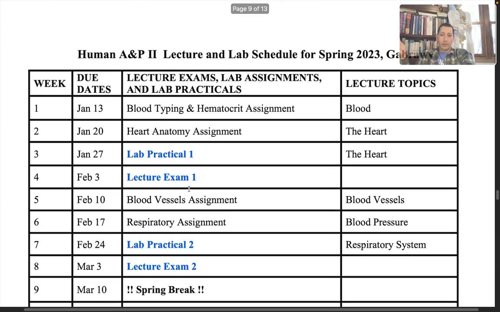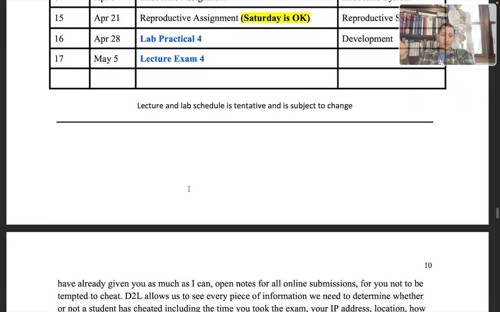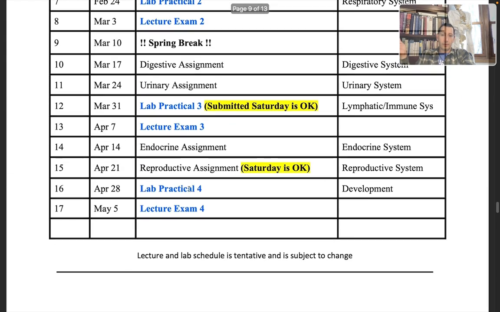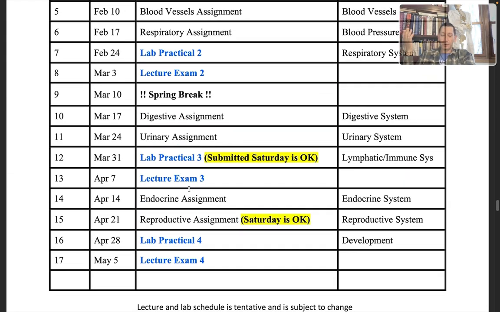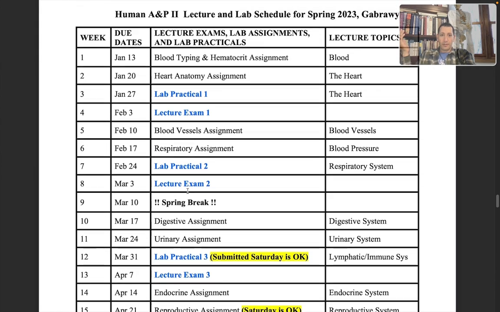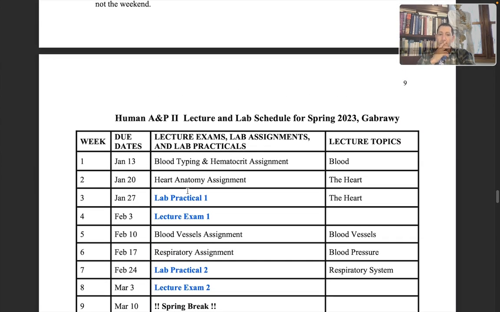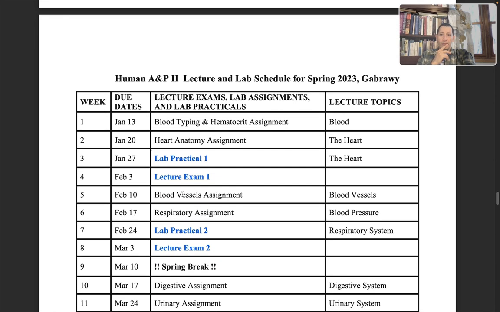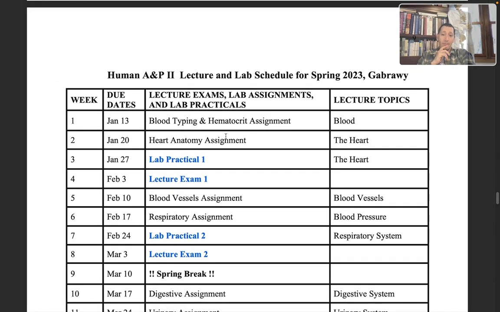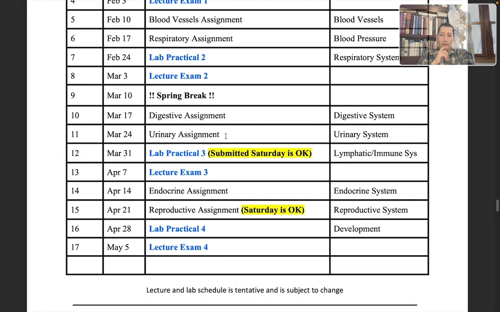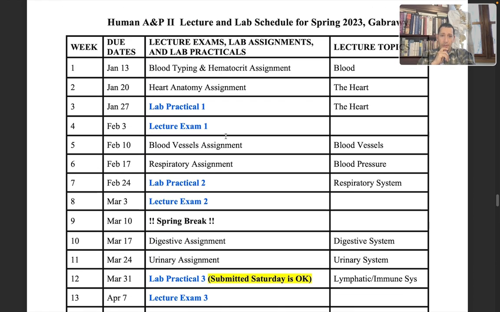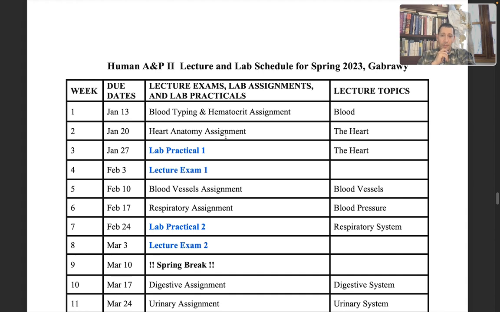Okay. It looks like we're almost done. I think we have another 10 pages, but we can end the syllabus here anyway. So here is, and have this handy, print this off, take a screenshot, here is our schedule for this semester, spring 2023 anyway.